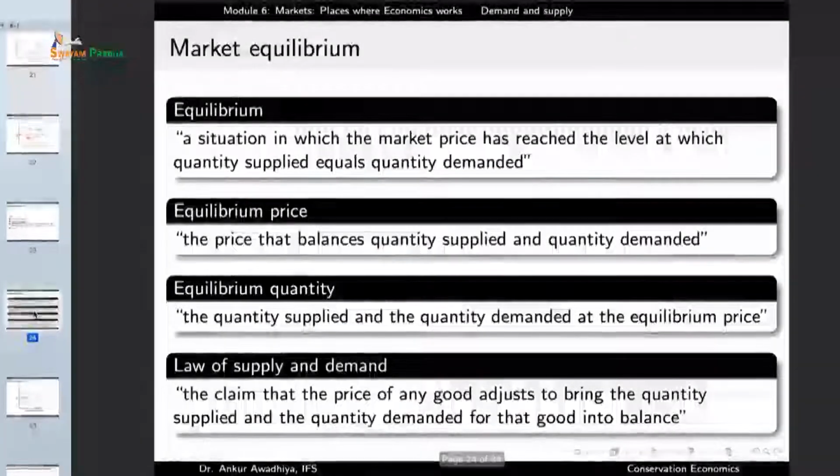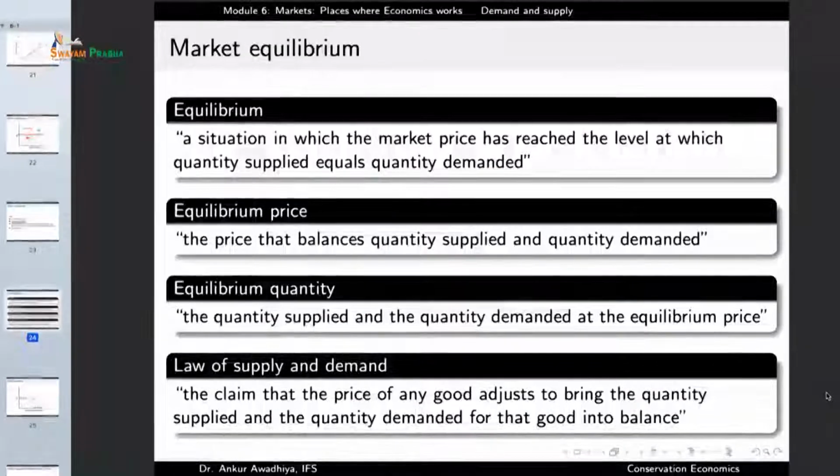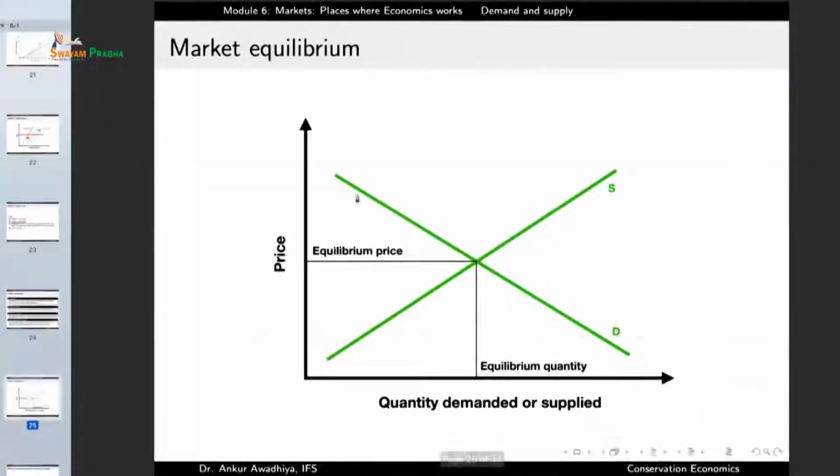Now, in a market, these demand and supply curves will meet at a point. They will intersect each other. So, if we show that this is the demand curve, this is the supply curve, there will be a certain point at which both of these curves will intersect each other. And when that happens, we will say that there is an equilibrium.